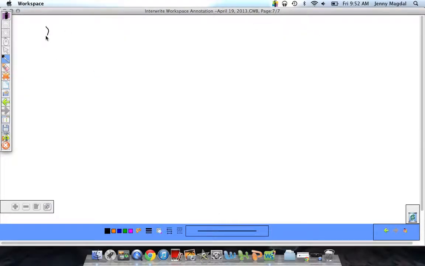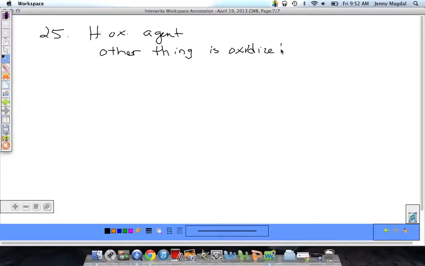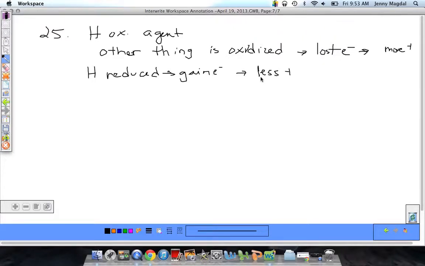Okay, with question 25, we are looking for the one in which hydrogen is the oxidizing agent, which means the other thing is oxidized, which means it has lost electrons, so it would be more positive. That means that the hydrogen is being reduced, which means it is gaining electrons, which means it's going to become less positive or more negative. The only one that fits both of those requirements is A.